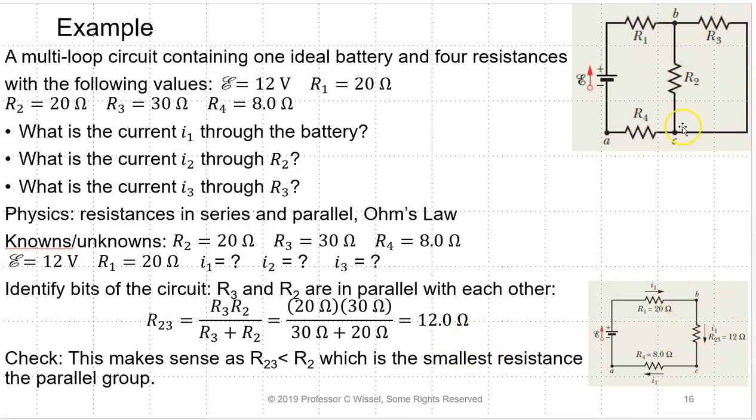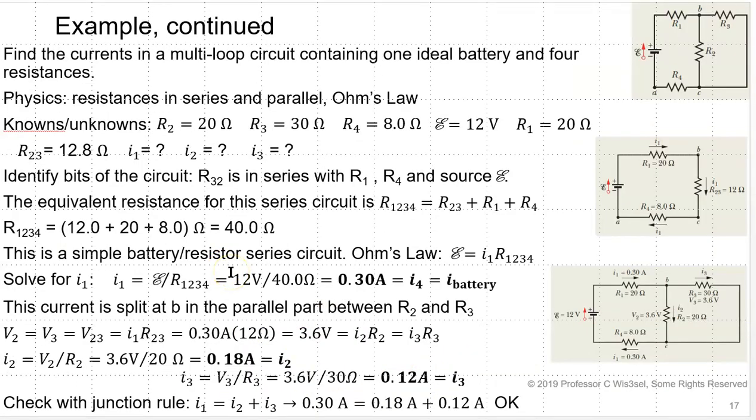That's the equivalent to this. And this makes sense because this is less than 20. It's less than the smaller one. Okay, pretty much the same thing. Now we have the equivalent resistance for the series circuit. We're going to turn this into something that just has a battery and 1 resistor, which I didn't show here. So we're going to find the equivalent resistance for this, and that would be R1234.